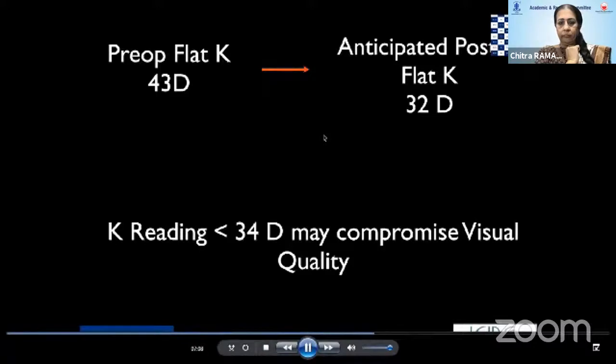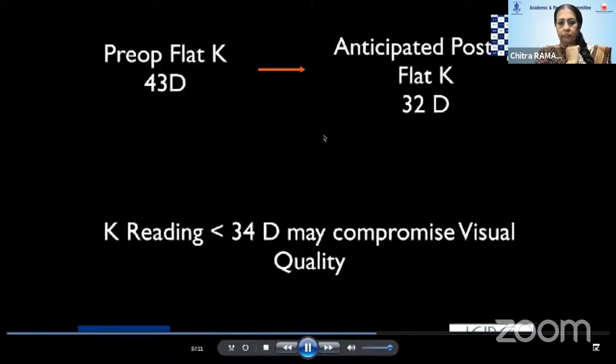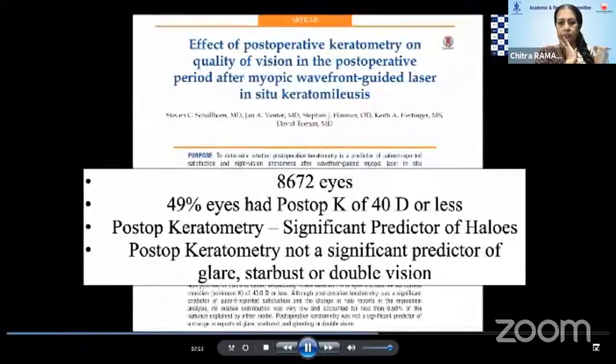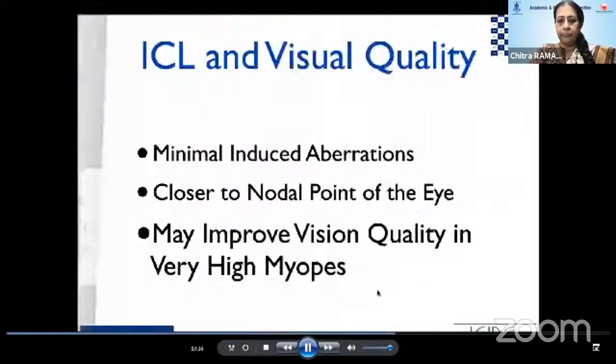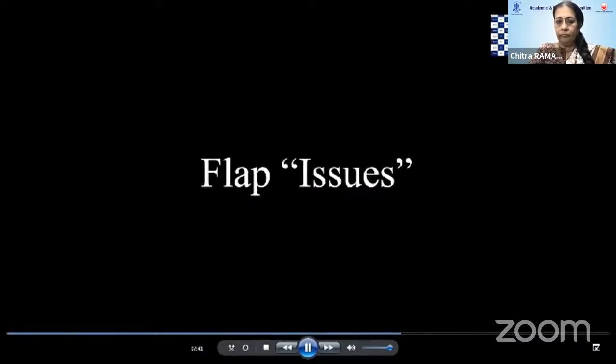Any flat keratometry reading of less than 34 diopters compromises the quality of vision significantly. This is a large study of 8,500 eyes, where almost half of the eyes had less than 40 diopters keratometry. The flatter the keratometry, the higher the prediction for halos. However, it was not a significant predictor for glare, starbursts or double vision. Therefore, ICL, which sits closer to the nodal point of the eye, may be more useful in high myopes.